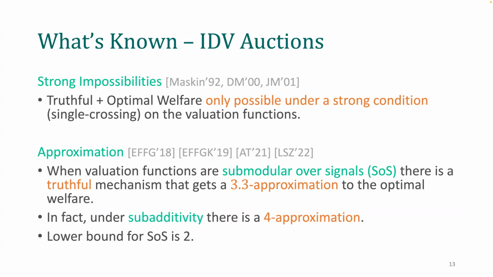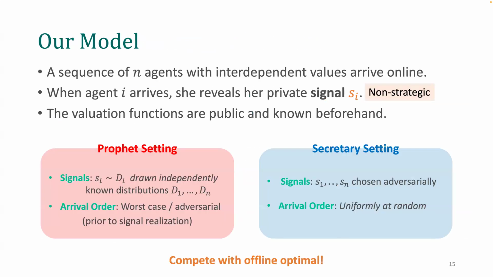But in our setting, we are going to be looking at a different informational challenge of online arrival, right? So this is going to be our formal model, using the interdependent values model. We are going to have a sequence of n agents with interdependent values arriving online. Each of the agents is going to have some private signal S_i and some valuation function that maps the signals of all the agents to a value. When agent i arrives, she is going to reveal her private signal S_i.